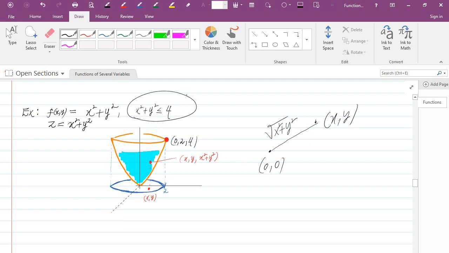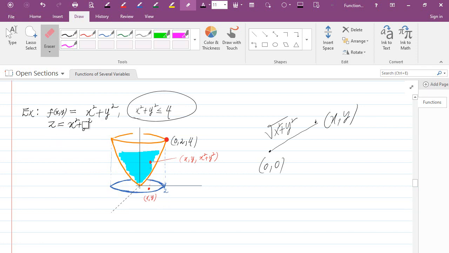So this inequality is giving us the set of all points in the disk of radius 2 centered at the origin. So the domain here is this disk of radius 2 centered at the origin.